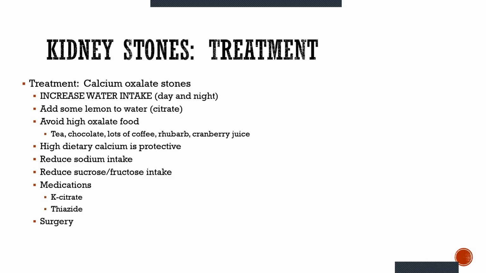You can use medications, so we can give them potassium citrate to increase the citrate in their urine. Thiazide diuretics in some cases, because that'll cause the calcium, which is in the urine, to move back into the blood, so it reduces the urine calcium. And then, of course, surgery, which can be urology's domain, but anything from lithotripsy to ureteroscopy, percutaneous stone removal as well, depending on the patient, the size of the stones, and the stone burden.